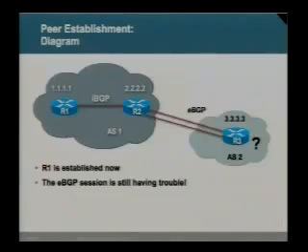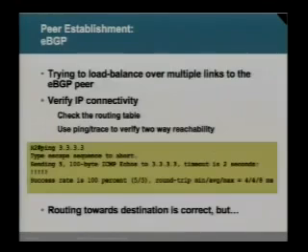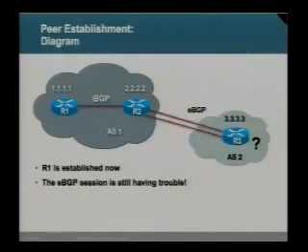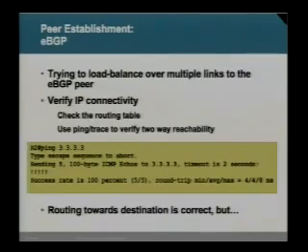Okay. So that should bring up the iBGP session between R1 and R2, but we're still having a big issue between R2 and R3, which is the eBGP session. Now, if you've got parallel links, like here, this is one of the rare cases where you'll actually use eBGP multi-hop, where you set up an eBGP session that runs over multiple hops in the network. So we're trying to load balance over multiple links to the eBGP peer.